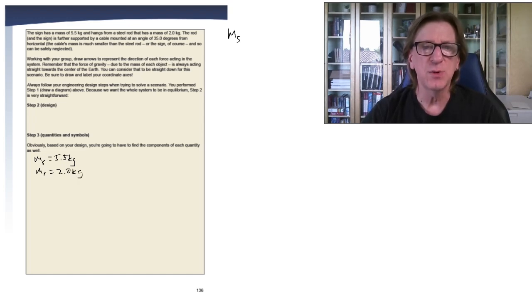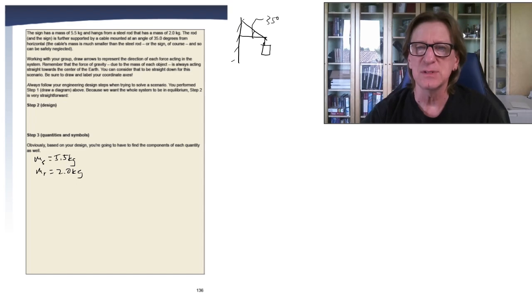So the rod is supported by this cable, and the cable is mounted at 35 degrees. Let's repeat our sketch over here. You can have your 2 pages available so that you don't have to keep bouncing back and forth. So I've got my wall and my rod and my sign, and here's my cable. And so it's 35 degrees from the horizontal. That means this angle right here is 35 degrees. Okay. So we'll go ahead and call that theta of the cable equal to 35 degrees.